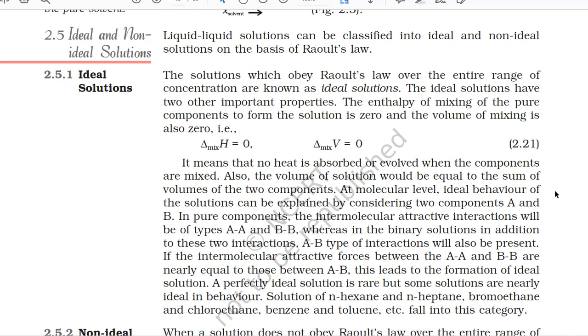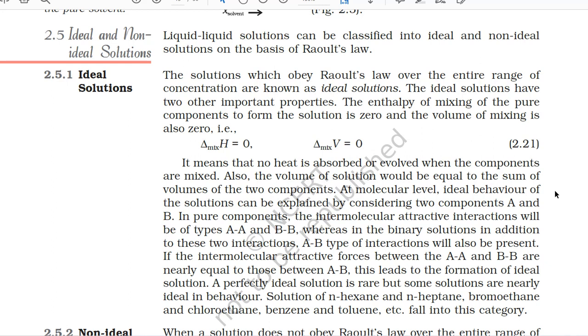The ideal solutions have two other important properties. The enthalpy of mixing of the pure components to form the solution is 0 and the volume of mixing is also 0. That is, ΔmixH = 0 and ΔmixV = 0. It means that no heat is absorbed or evolved when the components are mixed. Also, the volume of solution would be equal to the sum of volumes of the two components.